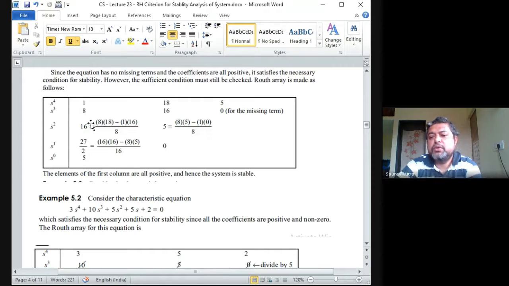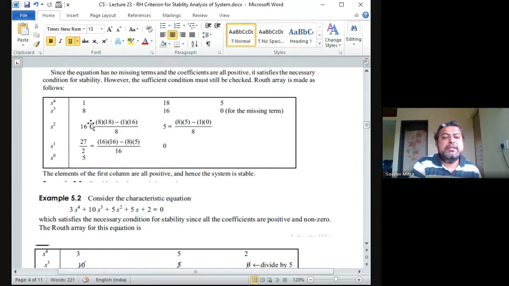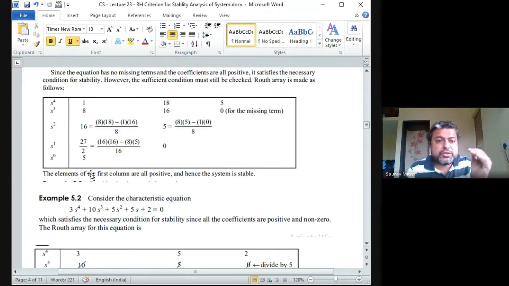First you have to form the whole table and then check the first column elements, and you have to say that all the elements in the first column have the same sign. Positive or negative is not important. That means there is no sign change, which is a very important thing. It is not positive, negative, positive. All the elements in the first column have the same sign.